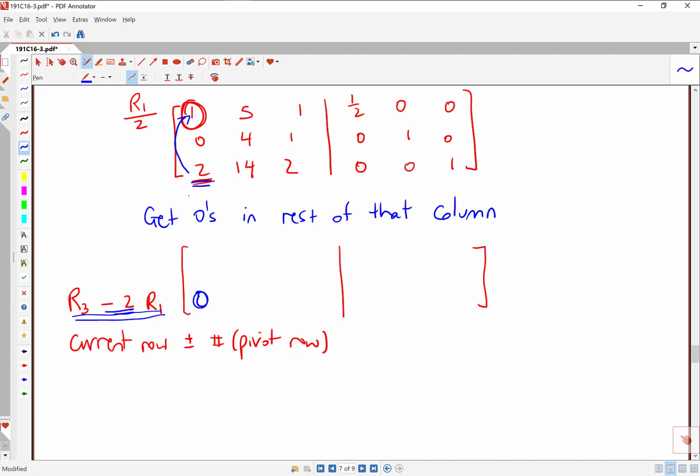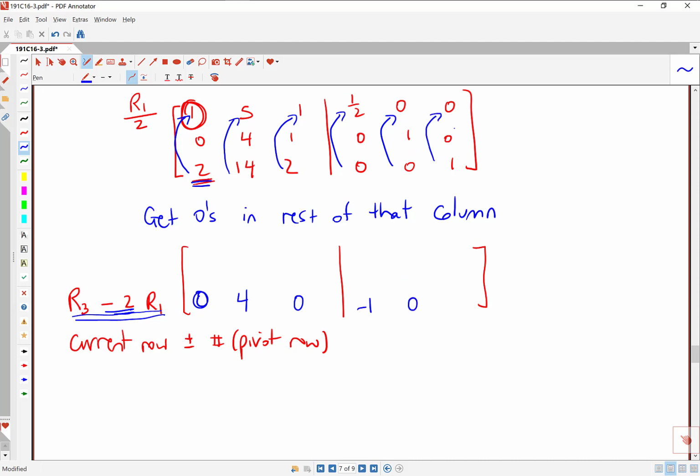So let's try applying this operation all the way across here. We're going to go row 3 minus 2 times row 1. So we go 2 minus 2 times 1 is 0. 14 minus 2 times 5 is 4. 2 minus 2 times 1, 0. 0 minus 2 times a half is negative 1. 0 minus 2 times 0 is 0.